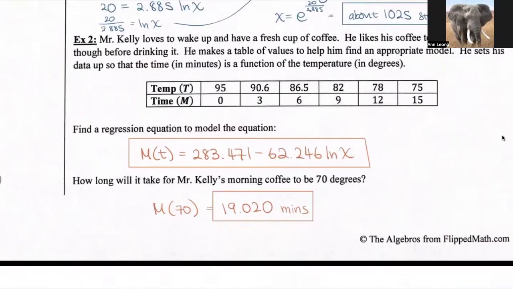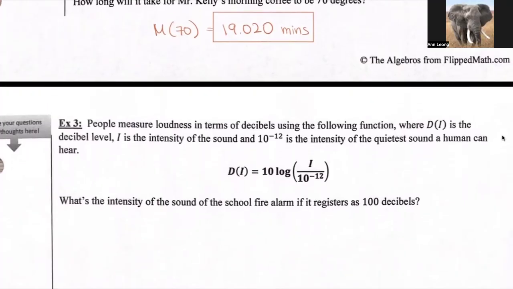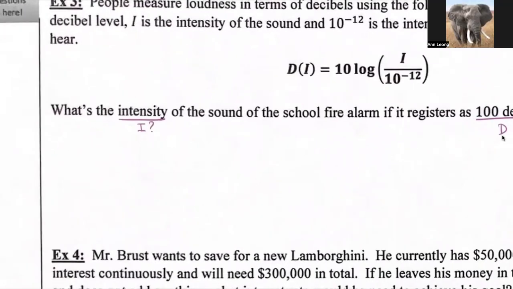Okay. Continuing, example 3. People measure loudness in terms of decibels using the following function, where d of I is the decibel level, I is the intensity of the sound, and 10 to the negative 12 is the intensity of the quietest sound a human can hear. What is the intensity of the sound of a school fire alarm if it registers at 100 decibels? So 100 decibels, this is our d. Basically they want you to find I when d is 100. Let's just plug it in.